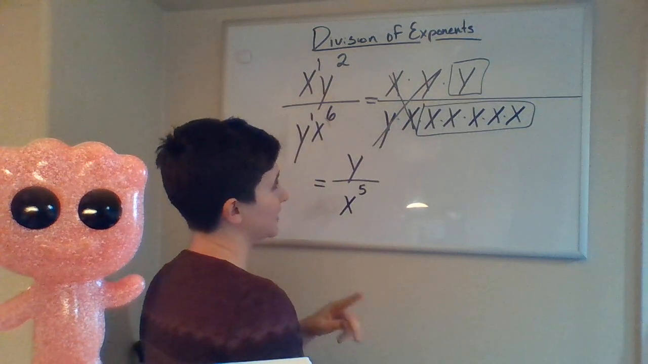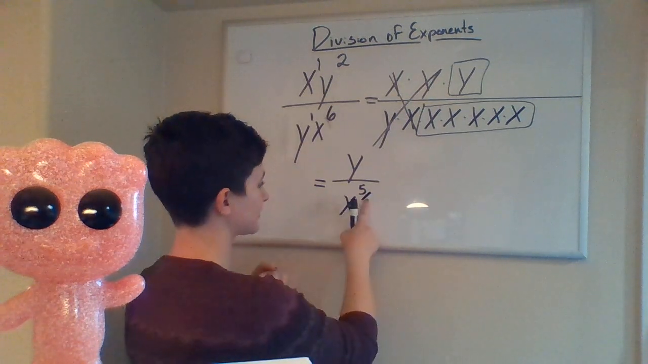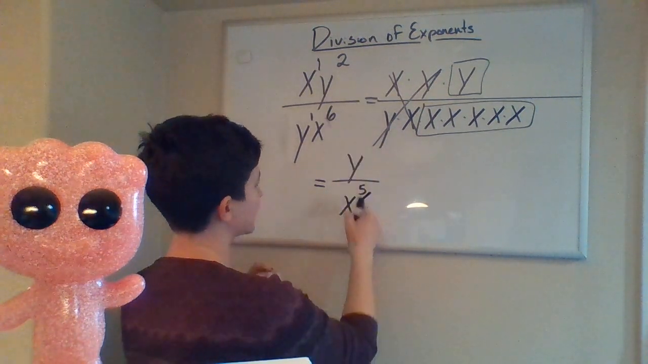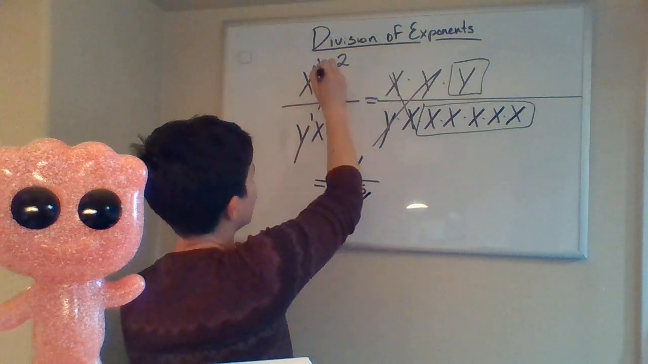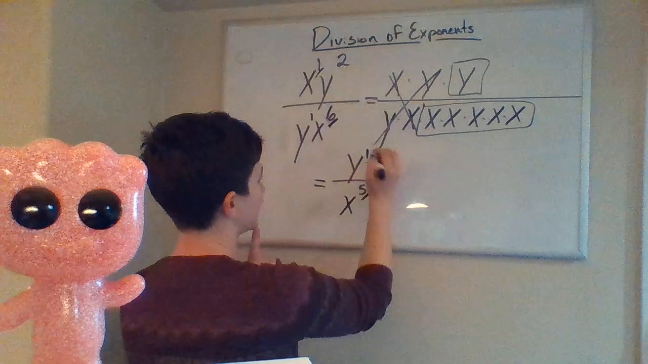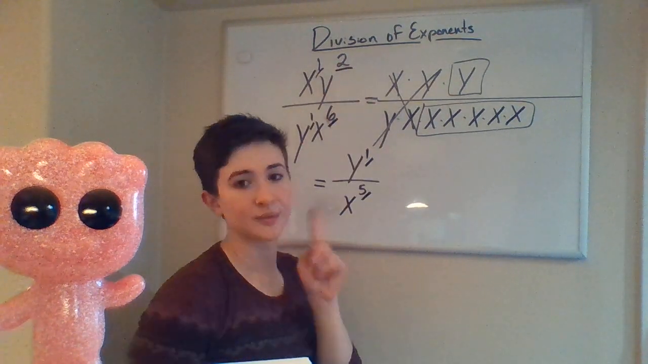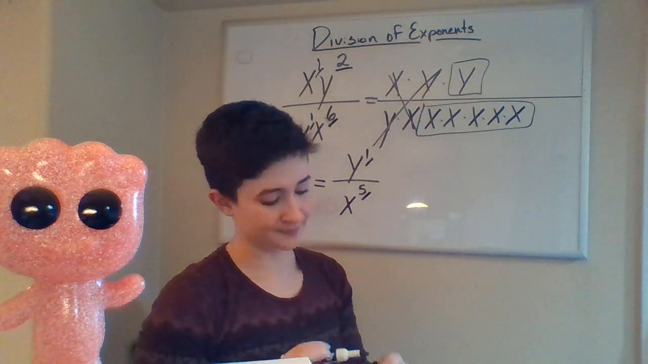Last thing I want to leave you with, just making sure you see it. X to the 5th, right? I had 6 and I had 1. What can I do to 6 and 1 to get 5? And again, I have y to the 1st power. What can I do to 1 and 2 to get 1? Think about that really carefully.